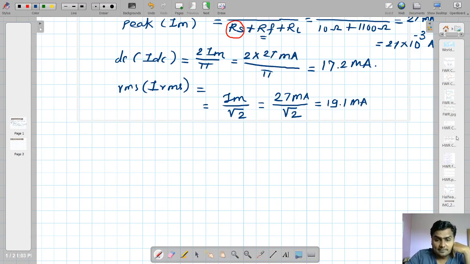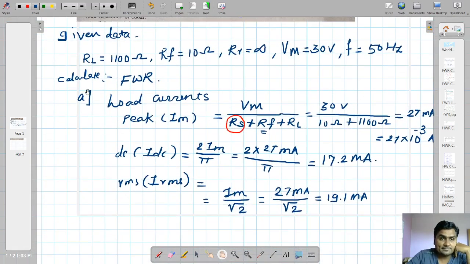See, now we are done with only one parameter, that is A. We are finished. We are done with A.